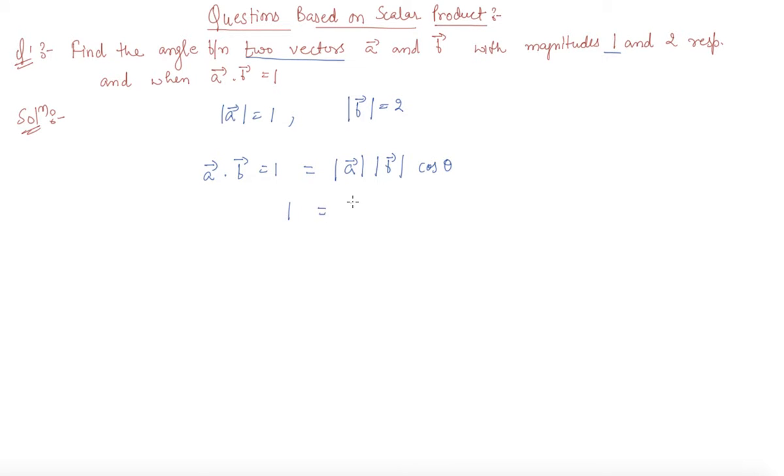So this is 1 equals 1 into 2. I am putting the value of mod A and mod B here into cos theta. So from here I am getting cos theta as half. So theta is cos inverse half, which is 60 degrees. Okay, so this is the angle between these two vectors. This is how we can find out the angle between these two vectors. Now let's move to another question.